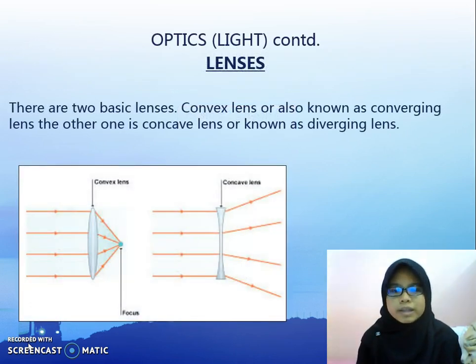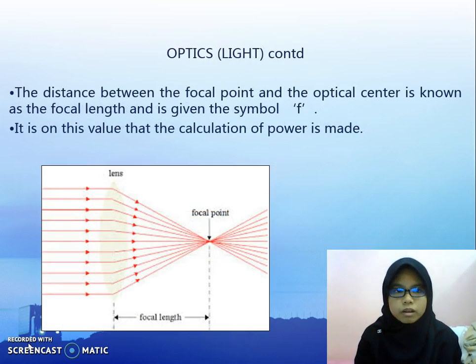Lens. There are two basic lenses, which are the convex lens and the concave lens. Convex is a converging lens and concave is a diverging lens. The distance between the focal point and the optical center is known as the focal length and is given the symbol f. It is on this value that the calculation of power is made.